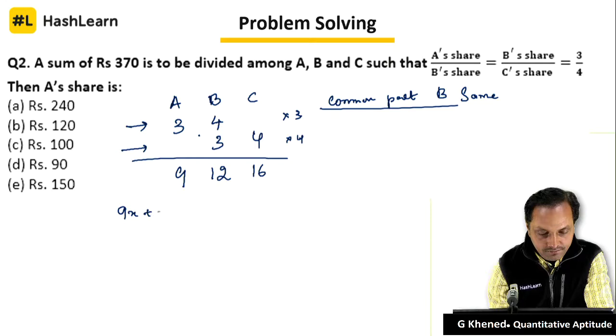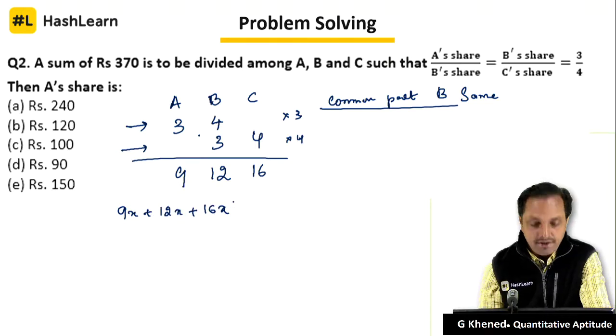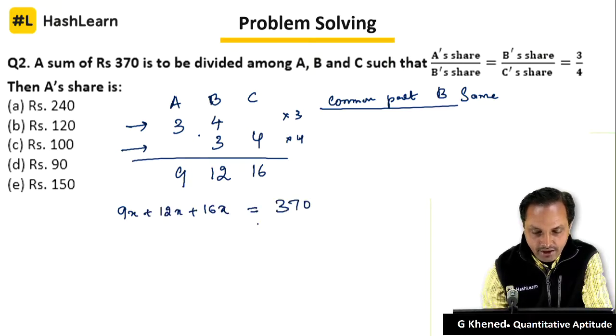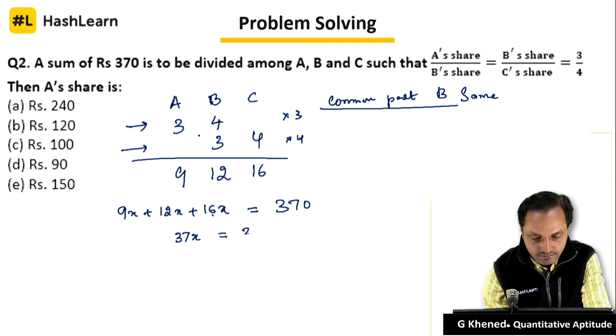As I told you, all will be multiplied with some constant x or k throughout. So this is 9x plus 12x plus 16x. You know that the total sum should be 370 rupees. So once you add this, what does this give you? This is 10, 26, 37x, that will give you x as 10.